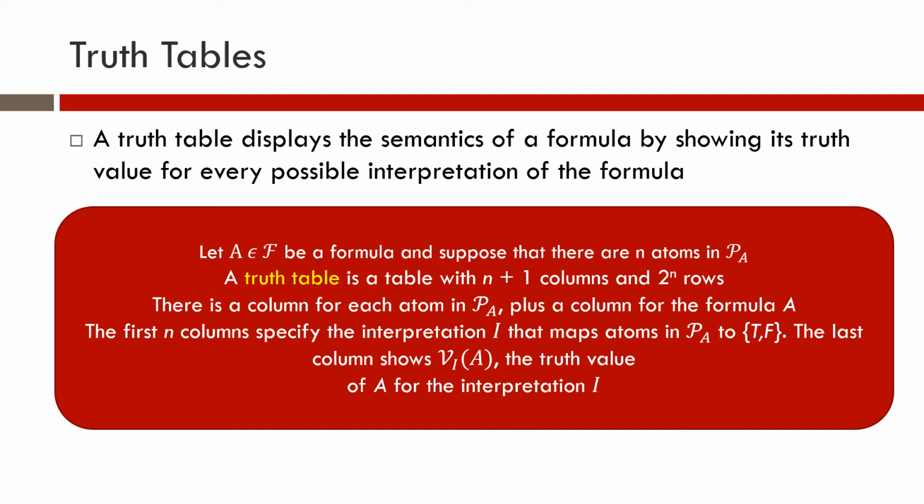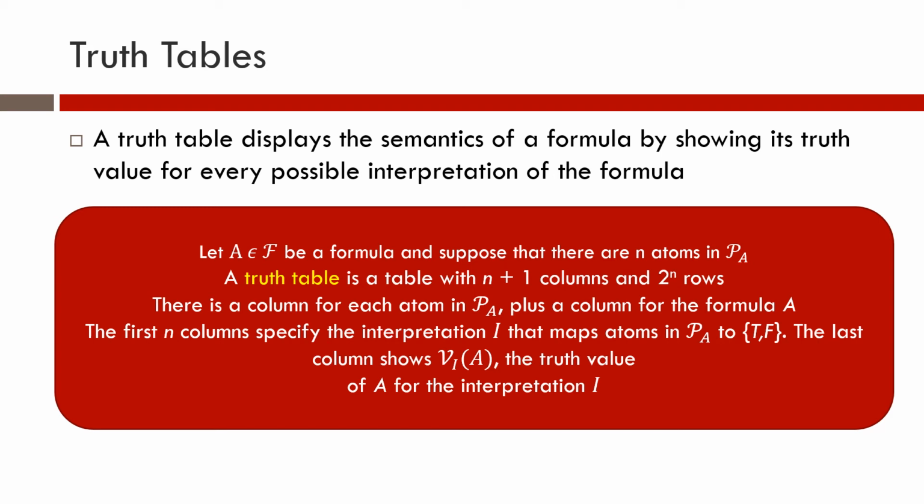You may know how to draw truth tables for different formulas, but we will have a quick brush up of what truth tables are. A truth table displays the semantics of a formula by showing its truth value for every possible interpretation of the formula. This is the definition of a truth table. A truth table will have at least n plus 1 columns and 2 raised to n rows, where n is the number of atoms in the formula. If the formula has 2 atoms, the truth table should have 4 rows. If the number of atoms is 2, the number of possible interpretations will be 4.